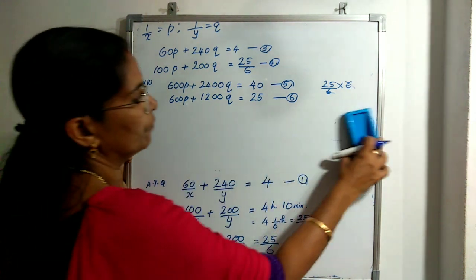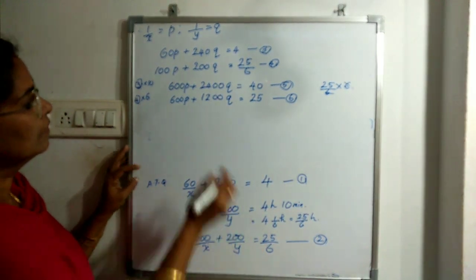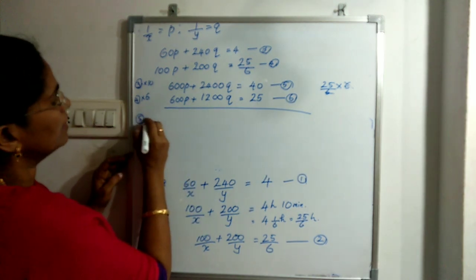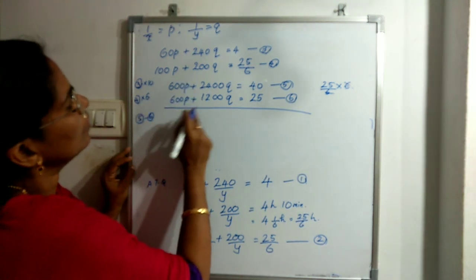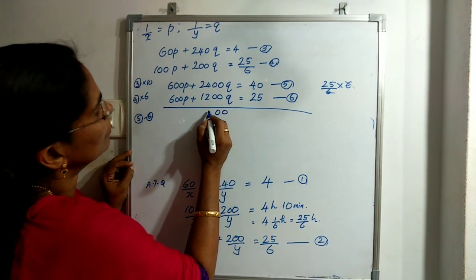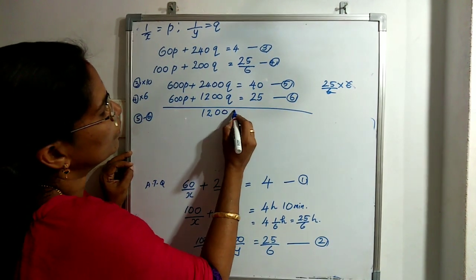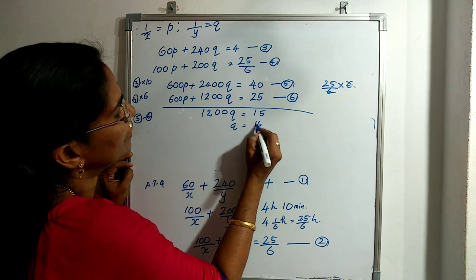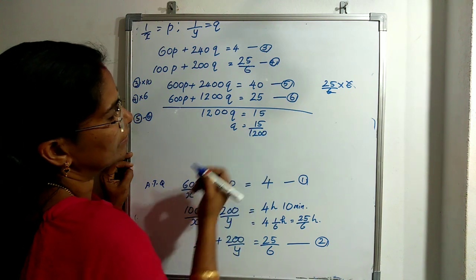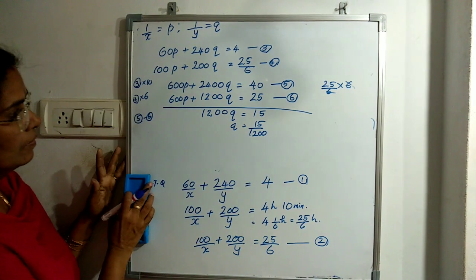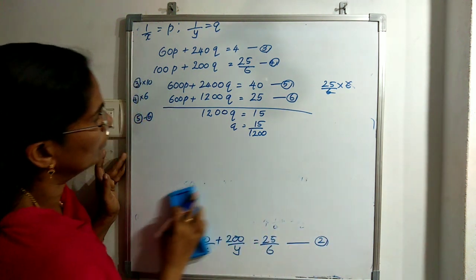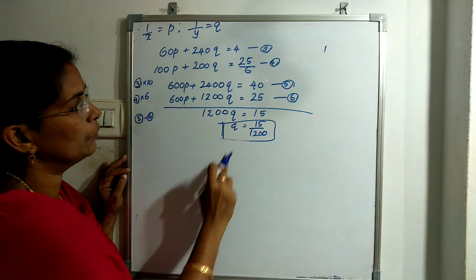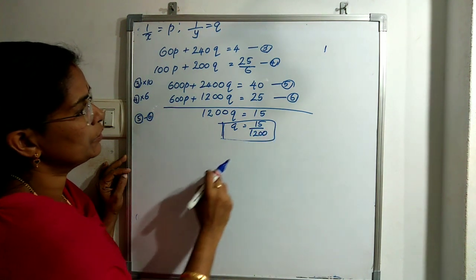Okay, now we can solve. We are subtracting equation 5 minus equation 6. This becomes 0, and this part becomes 0, 2 minus 1. 1200q is equal to 15, or q is equal to 15 by 1200. Now we can find the value of p also.